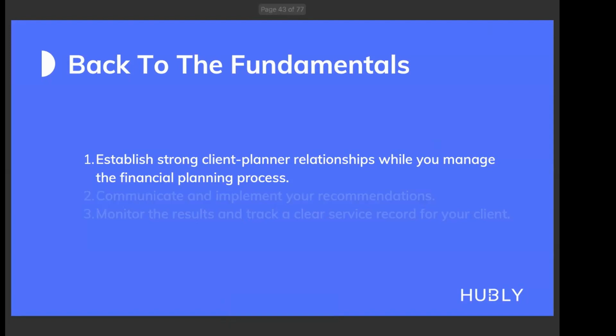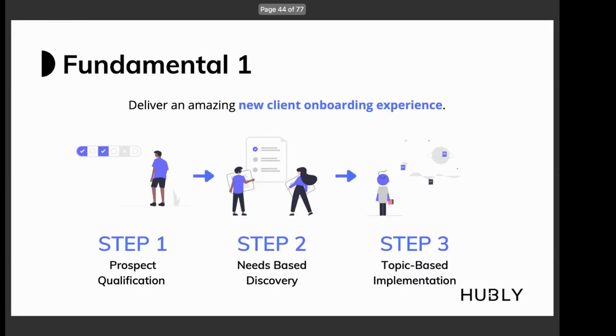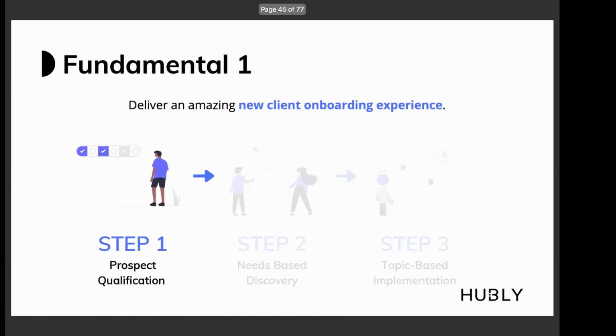So to talk about the first one, which is establishing strong client planner relationships, or at Hubbly, what we more simply refer to as your new client onboarding experience. There's essentially 3 recommendations we have for advisory firms. First is you need a way to really prospect and qualify your potential prospects for your business. And I'll talk about the best methods to do that in a second. 2 is to approach your discovery process in a needs-based way. And lastly is to actually implement through topic-based implementation.